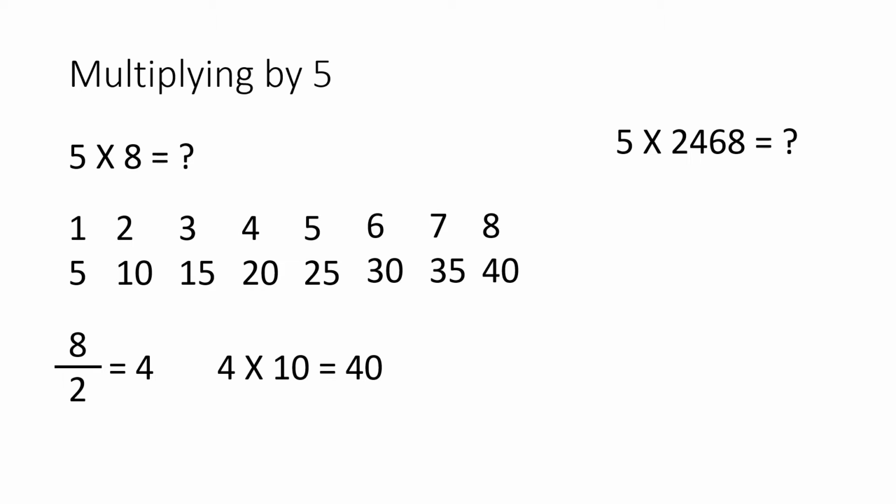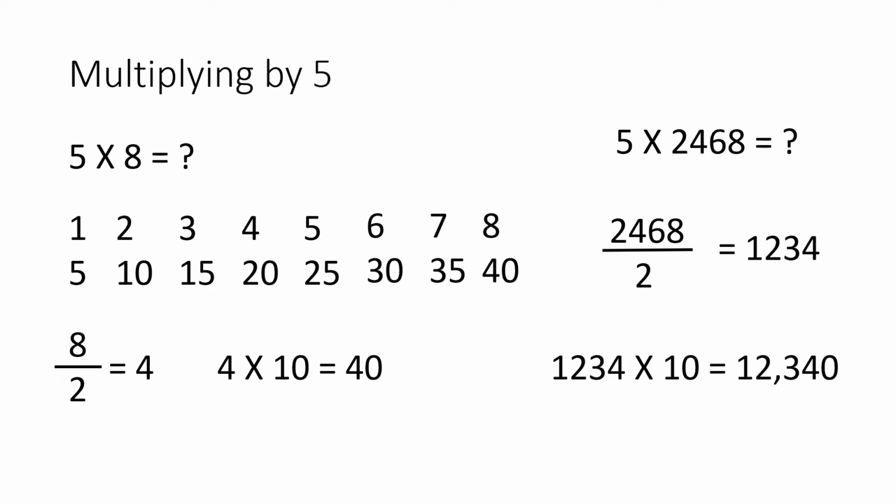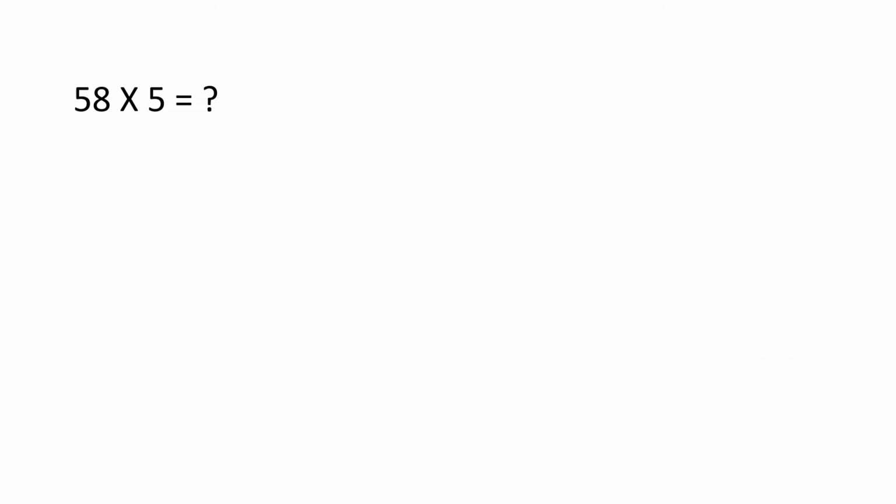Consider 5 times 2,468. Cut it in half and get 1234. Multiplying by 10, we get 12340. So 5 times 2,468 is 12,340. Your turn. Pause the video and multiply 58 times 5.